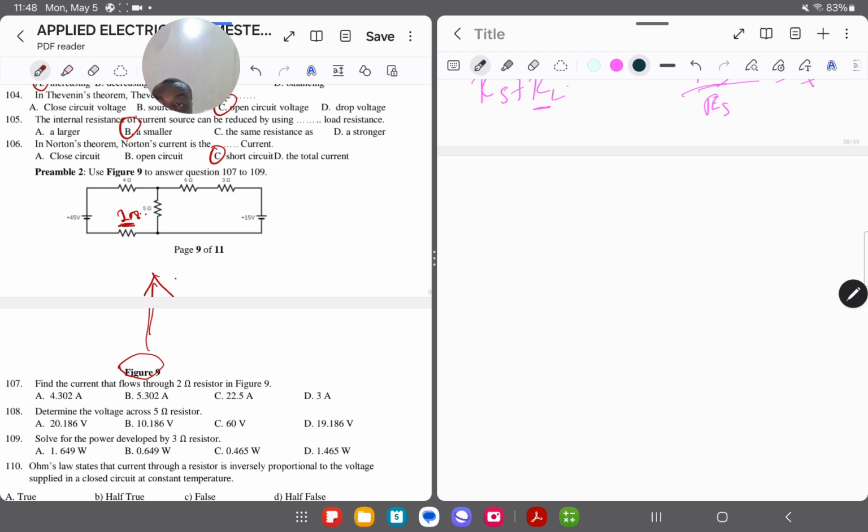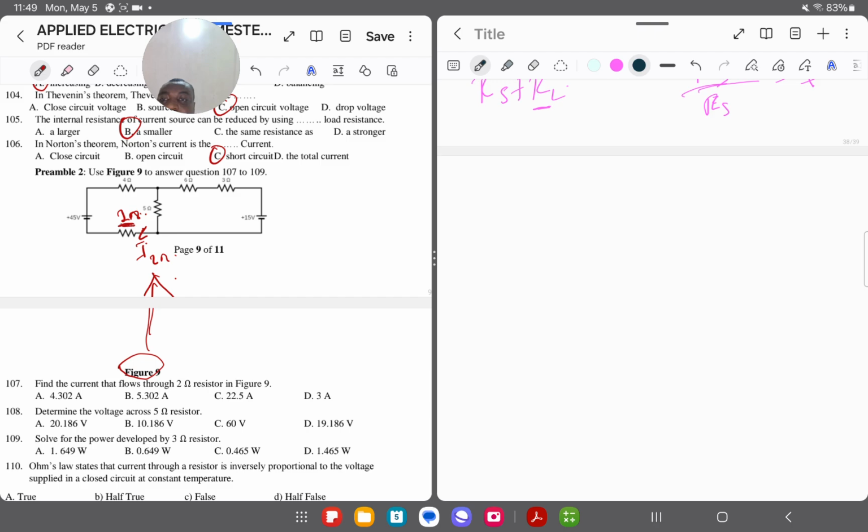We are interested in trying to find the current which is passing through the 2 ohms resistor. I mean, in this very resistor, the current that is passing through this 2 ohms resistor. Okay. Now, to find this current, you can see here you are not given a specific method to use. So you can use any method that you prefer, right?